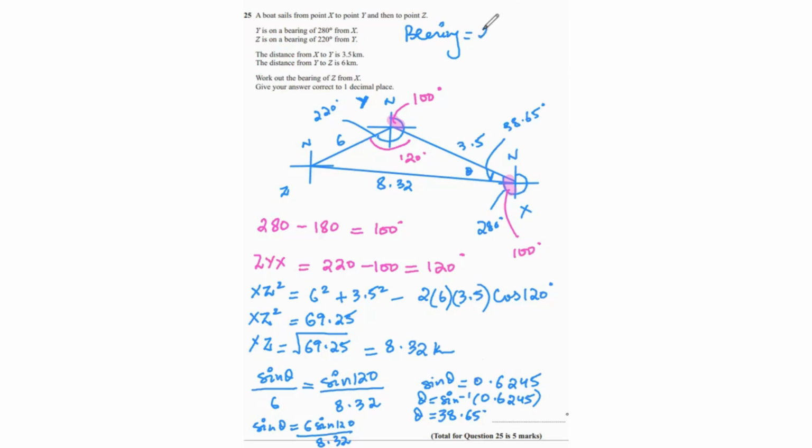So for the bearing, I'm just going to write it over here. We will do 280 minus 38.65, which equals 241.35 degrees. We want the answer correct to one decimal place, so 241.4. That is your final answer.